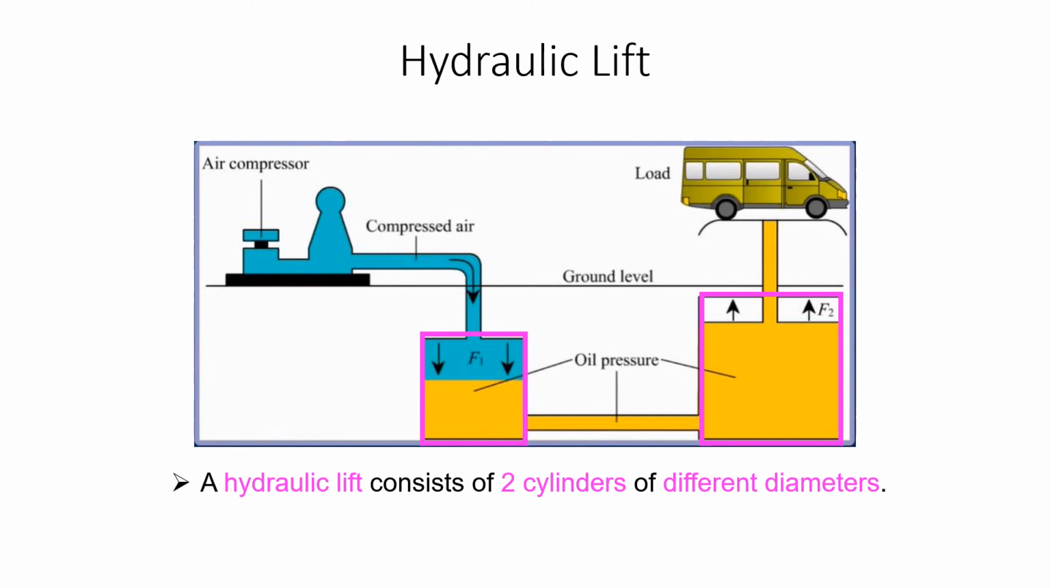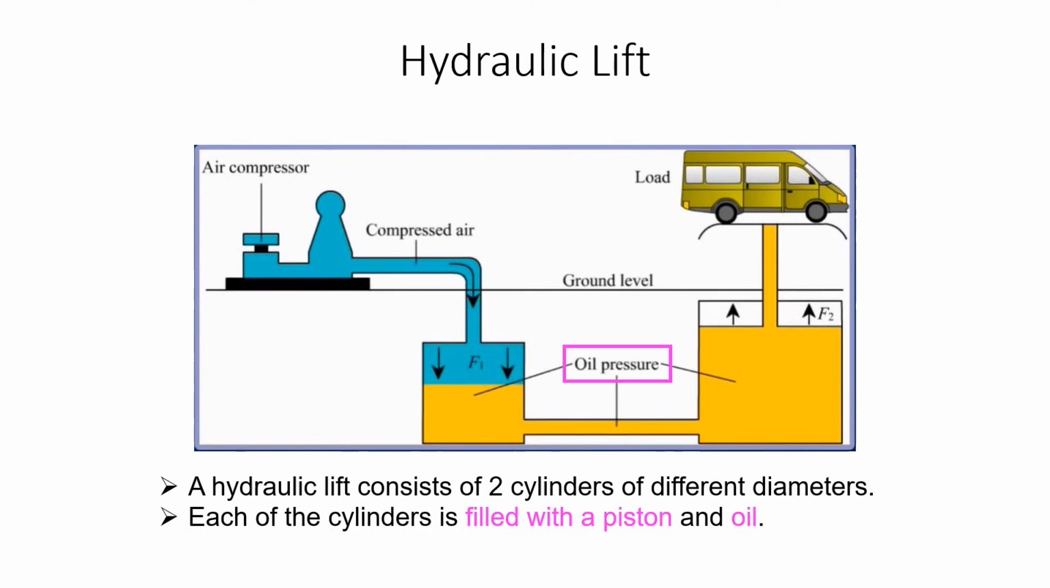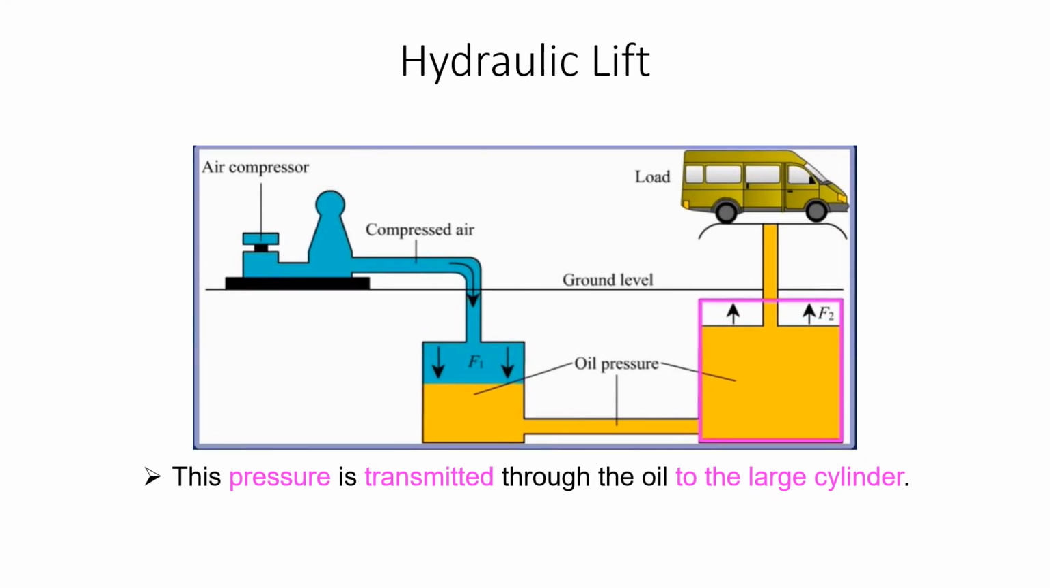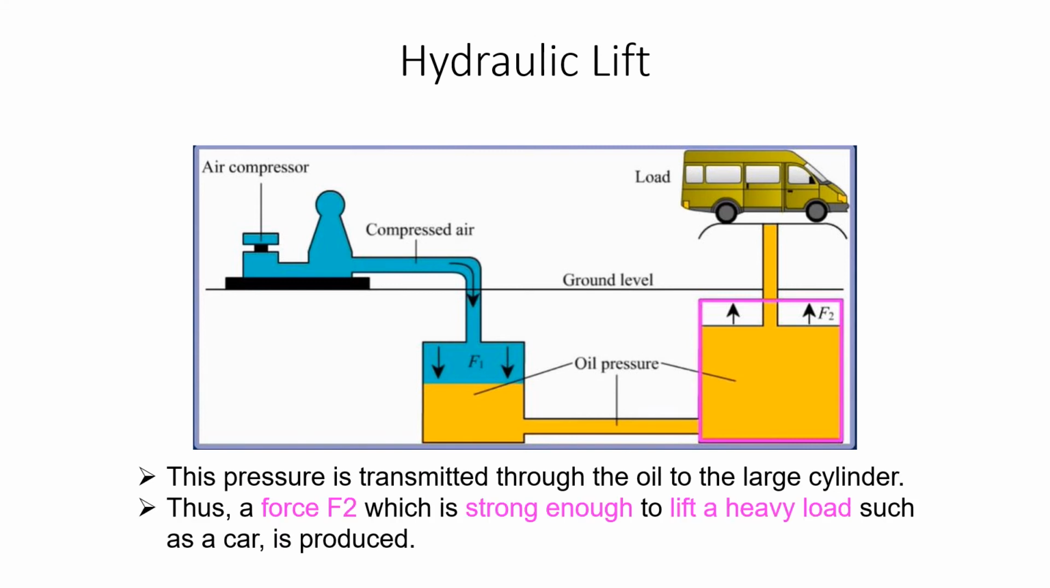A hydraulic lift consists of two cylinders of different diameters. Each of the cylinders is filled with a piston and oil. When a switch is pressed on, compressed air is pumped into the small cylinder to exert a force F1 and the pressure on the oil. This pressure is transmitted through the oil to the large cylinder. Thus, a force F2 which is strong enough to lift a heavy load such as a car is produced.